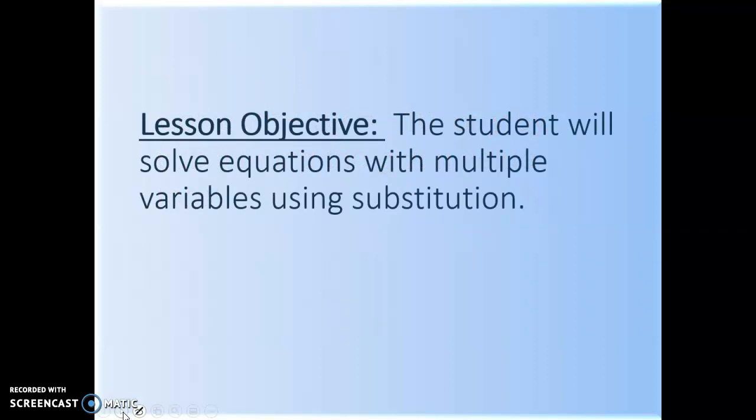Whatever the problem tells us to do, whatever we need to do to be able to solve for a variable, we can use substitution to help us solve for that variable. Our lesson objective is this. You, the student, will solve equations with multiple variables using substitution.